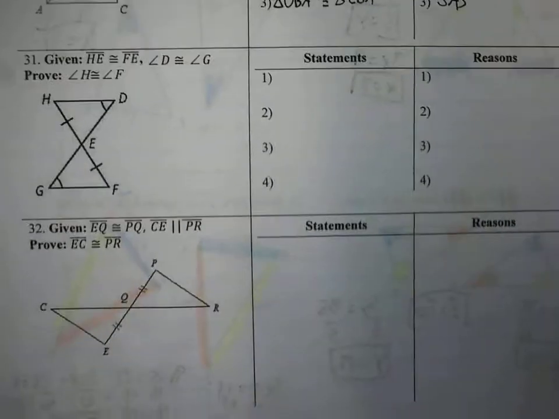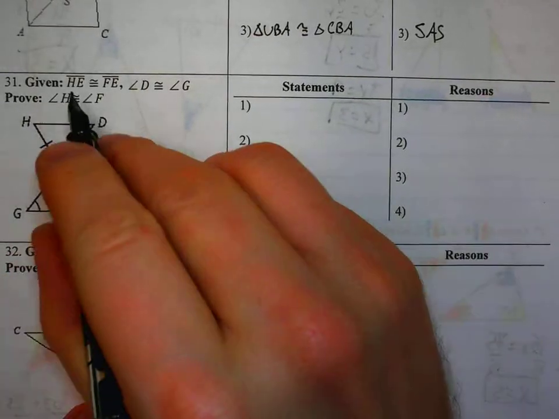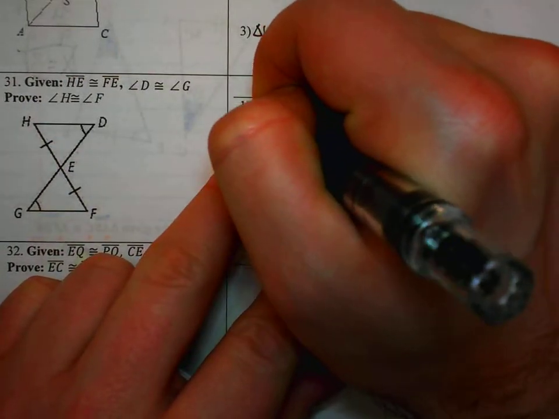31. Given, segment HE is congruent to segment FE.